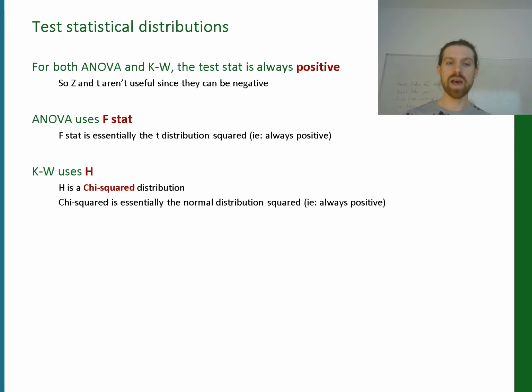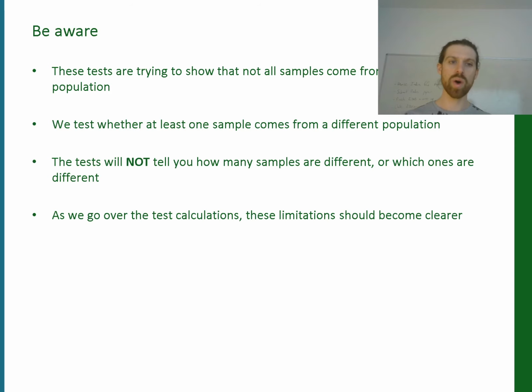But essentially, this is the normal distribution squared, and therefore both of these statistics that we're using here for these tests are always positive, okay? So be aware that the logic, as I mentioned before, is that these tests are basically just trying to show that the samples don't come from the same population, okay? And that's kind of the logic that we have.